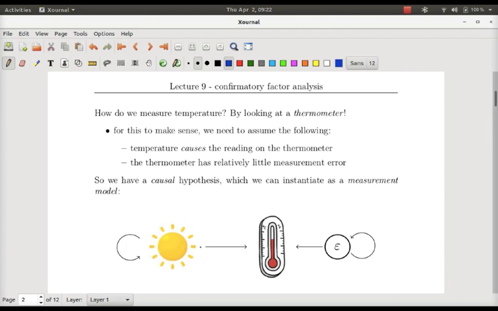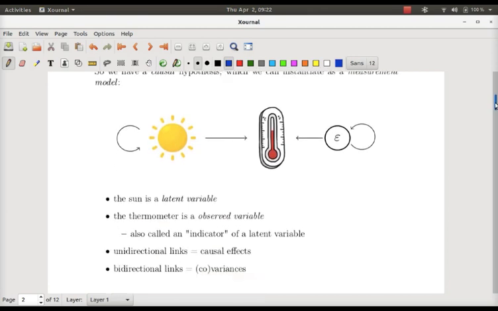And you see a picture of it down here. This is kind of a typical notation for what we are going to consider as path diagrams or as measurement models. Let's look and see what all of this stuff means. Well, what we have here is we have the sun, and the sun is causing variations in this thermometer. So we call the sun a latent variable. It's not observable. And of course, the reason it's not observable is if you looked at it and actually observed it, you would burn your retinas. So the sun is our latent variable.